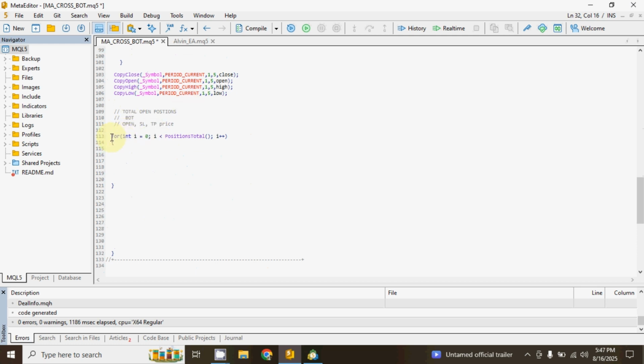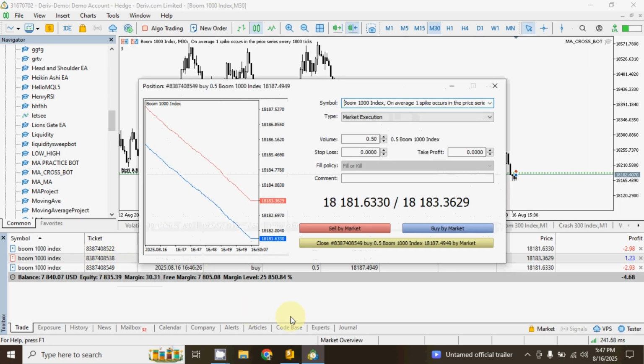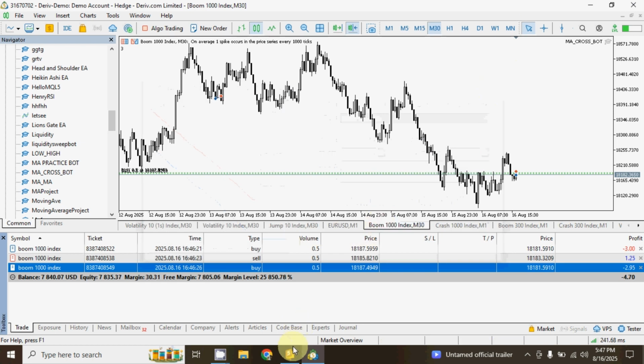So now, after looping through all the trades, the next thing is for you to get the ticket of each trade. You can see, if I go back to MetaTrader 5, this is what we call tickets. Each and every position has its own unique ticket. This one is 38387408522. The second trade is 838740585538, and it's also different from the third one. So you need to get the ticket for every one of them.